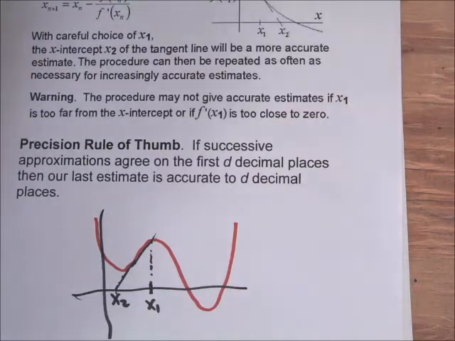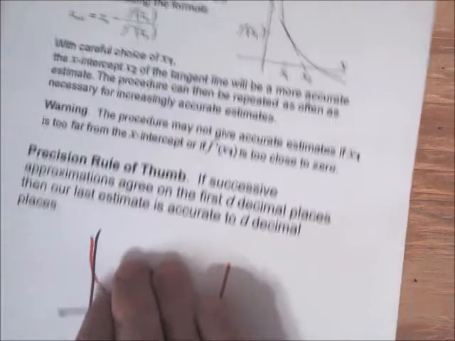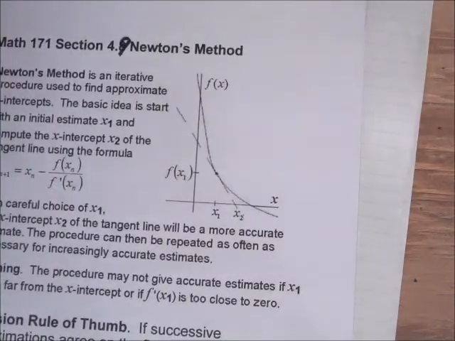There's a rule of thumb for precision. If successive approximations agree on the first d decimal places, then our last estimate is accurate to d decimal places. So I'll go over some examples.